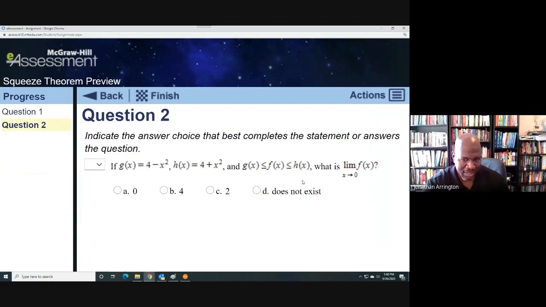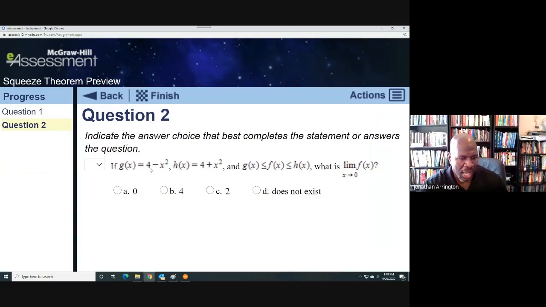Again, when I see this, I'm finding the limit of a function. I don't even know what the function is, but I know it's squeezed between these two functions. I should be thinking squeeze theorem. So I just need to see if the limit of these two functions as x goes to 0 is the same. If so, then that's obviously going to be the limit of f. These are polynomial functions, well behaved. I can just plug in 0 for x. I can do direct substitution to find their limits.